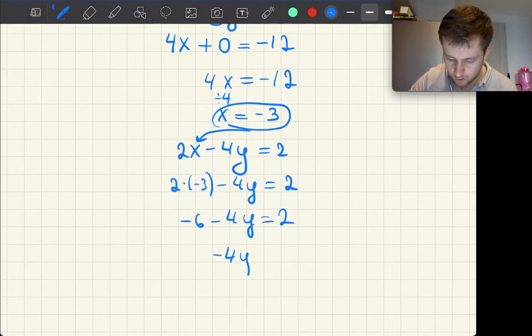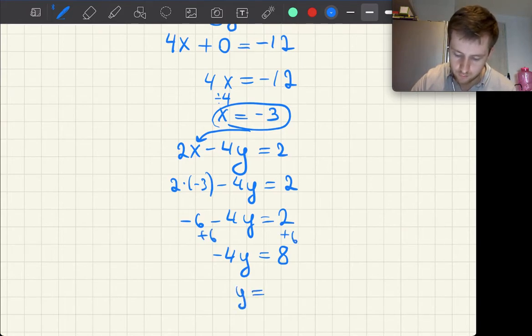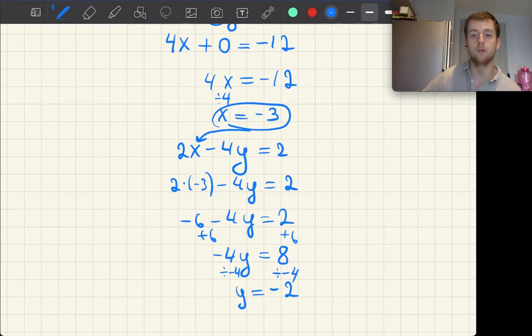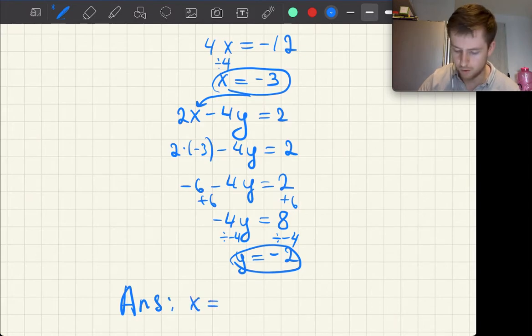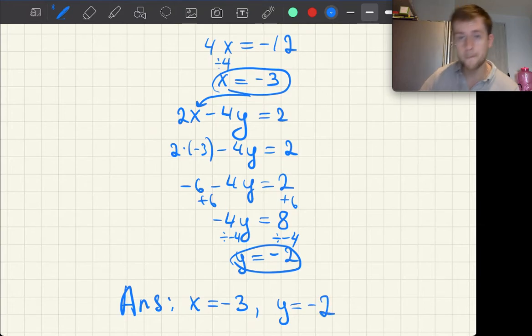So minus 4y equals 8, right? We can add 6 to both sides. And then finally y is equal to minus 2 if we divide both sides by minus 4, like this. So again, x equals 3 and y equals minus 2, which is going to be our answer. So sorry, x equals minus 3, y equals minus 2. Okay, I think that's it for normal equations.